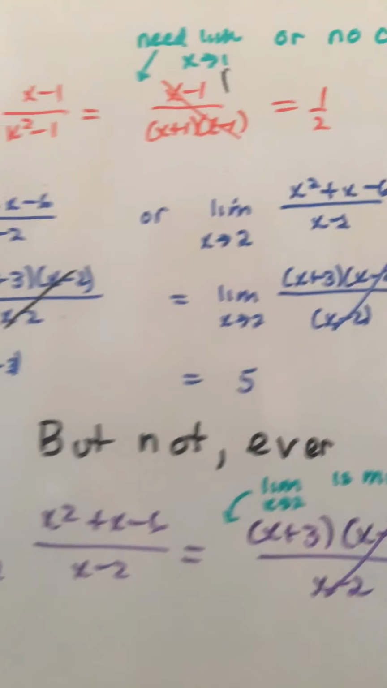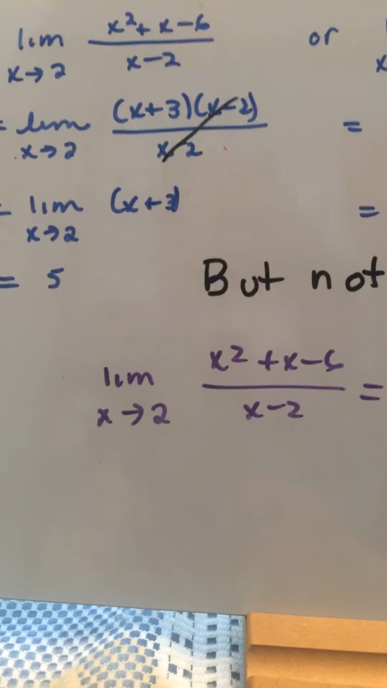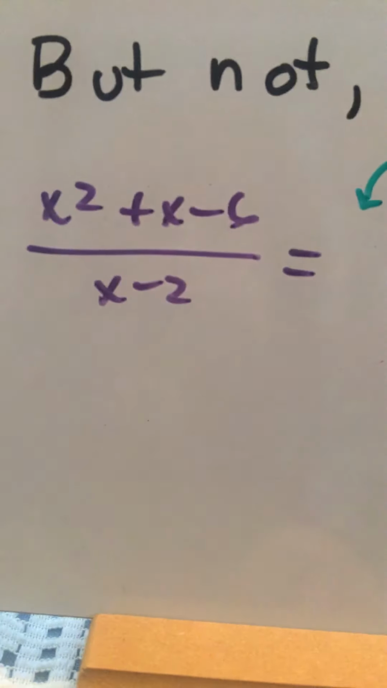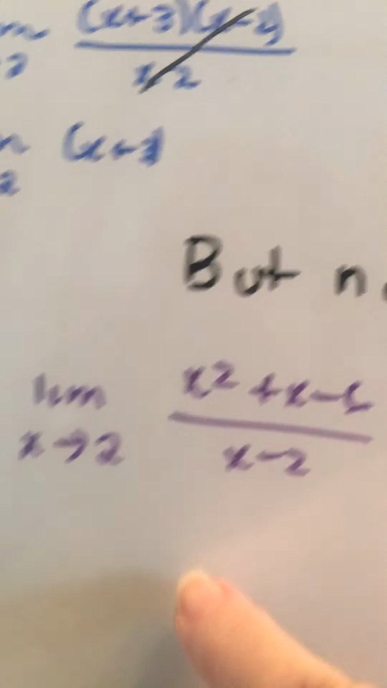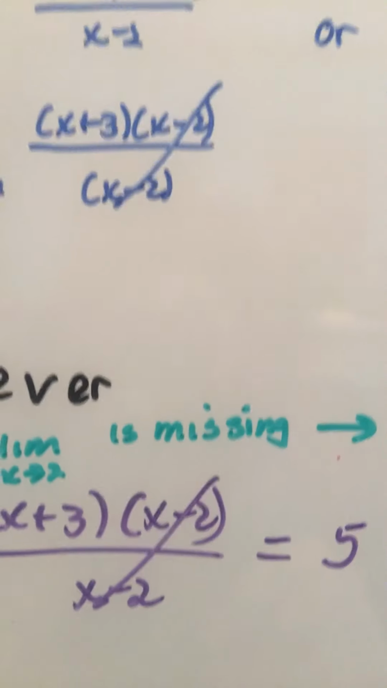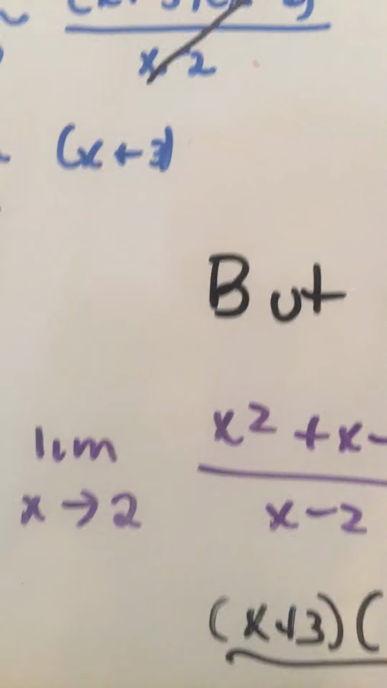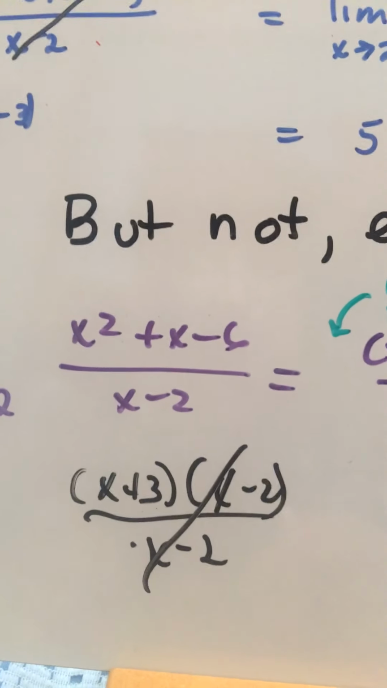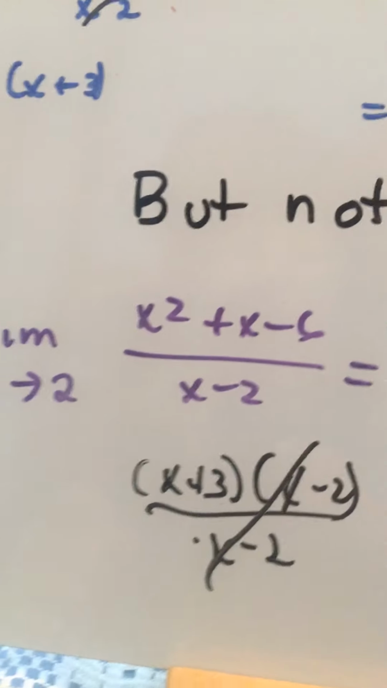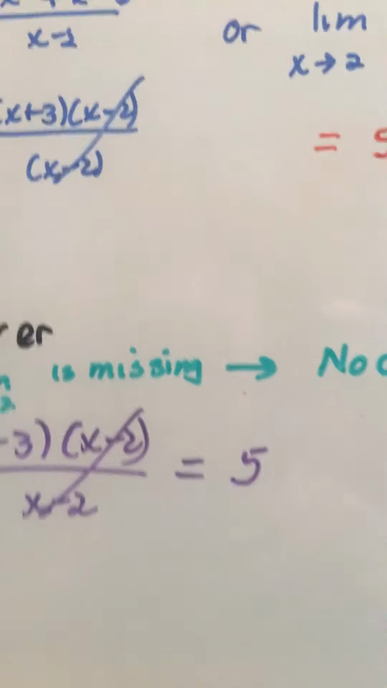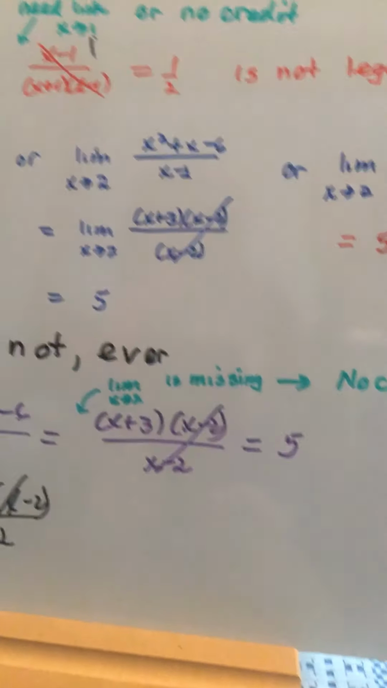All of these are legal, but I can't do this and off to the side write this, or write this underneath. I have to have limit. Otherwise, all this tells me is x plus 3. And if I wrote it underneath like this, and then tried to cancel, it just tells me x plus 3. I can't show that. I must write limit until I'm ready to do my direct substitution, or there is no credit. You did it just for fun.